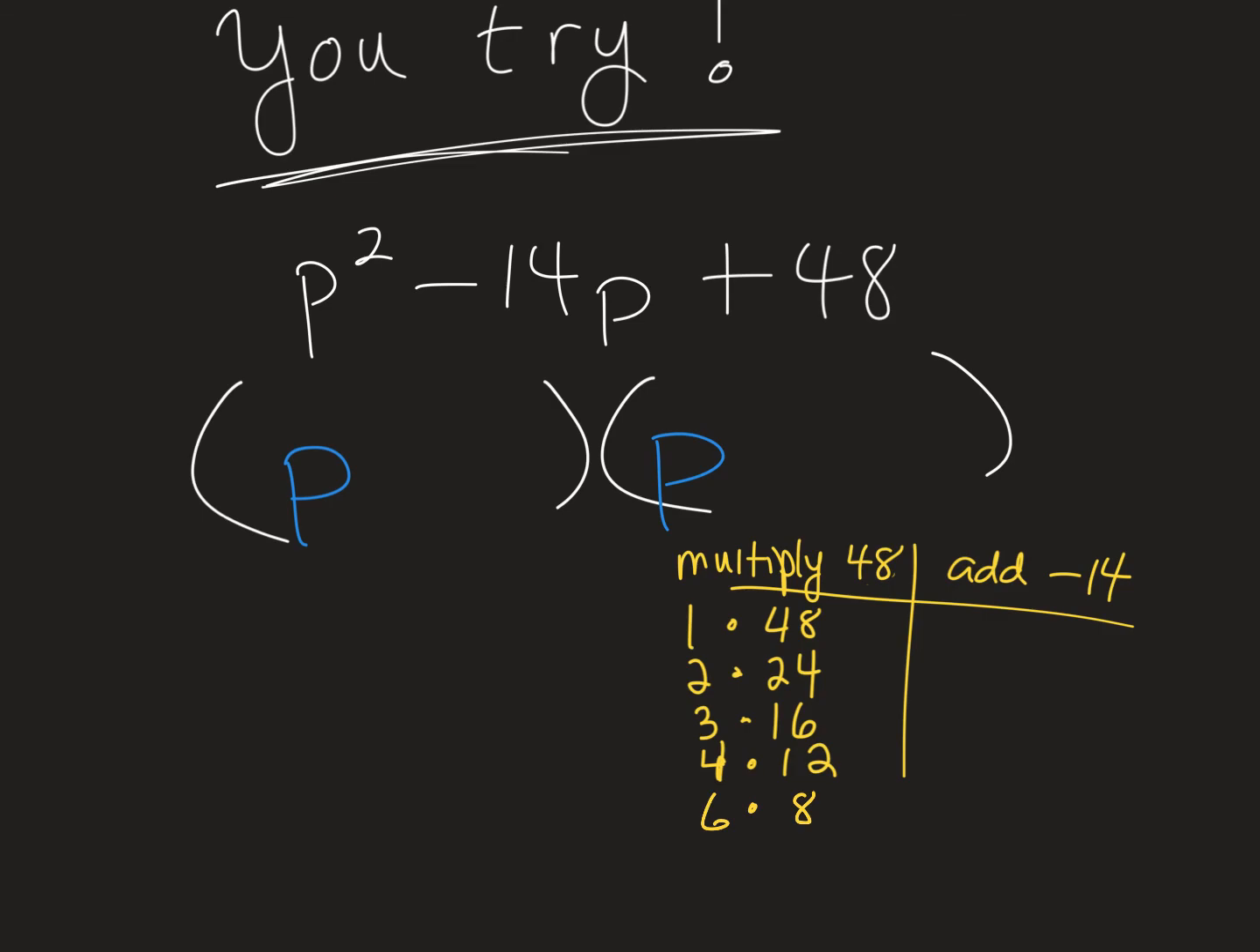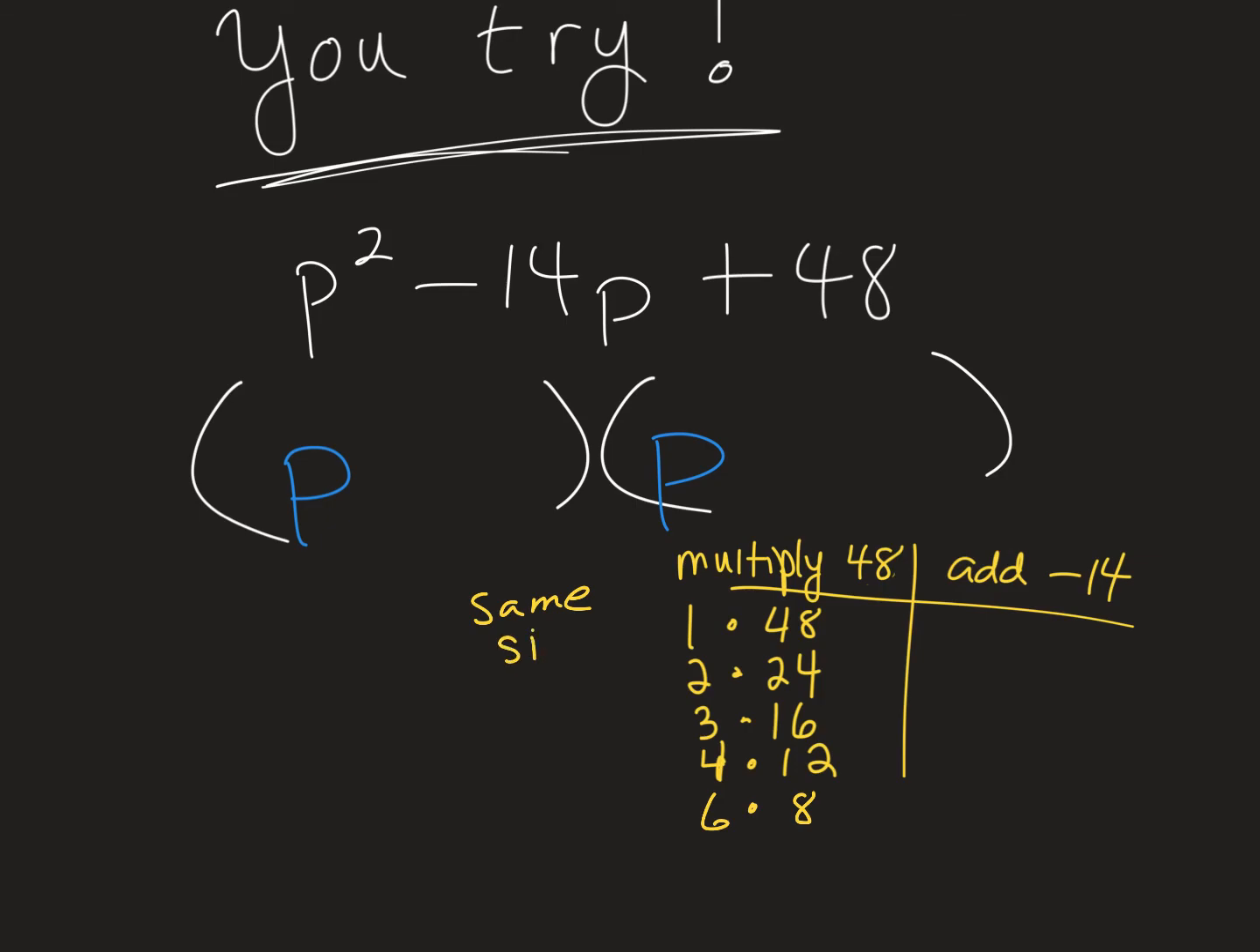So now let's figure out what kind of sign they're going to have to be. First of all, they have to multiply to get a positive 48. So that means that these are going to have to be the same sign. And the reason they're going to have to be the same sign is because either a negative times a negative gives me a positive, or a positive times a positive gives me a positive. So these numbers have to be the same sign.